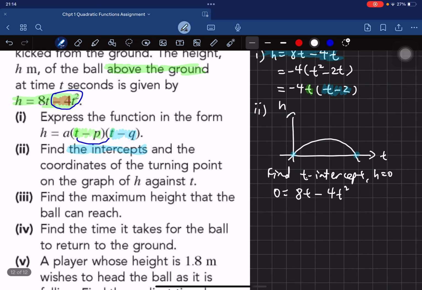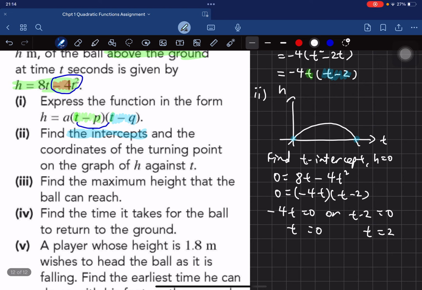Take note, for this question please do not use your quadratic formula. Quadratic formula is a set 3 method. We can use our normal set 2 method, which is factorizing out the common factor and solving, which makes use of our part 1 steps. -4t bracket t minus 2, so each bracket equals 0. So -4t equals 0, or t minus 2 equals 0. So t equals 0, t equals 2. The two intercepts are t equals 0 and t equals 2.